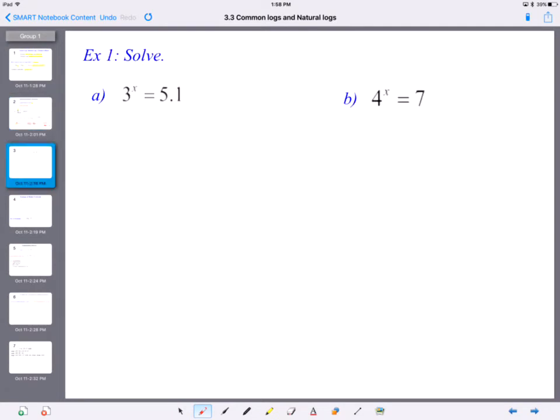So let's take a look at a couple problems here. This is kind of how I originally started the whole exponential unit / logarithm unit. We started off with a problem like this, and we said, okay, how do we solve this? 3 raised to what power is 5.1? Well, we can approximate it, but we don't know what it is exactly until we get into logarithms.